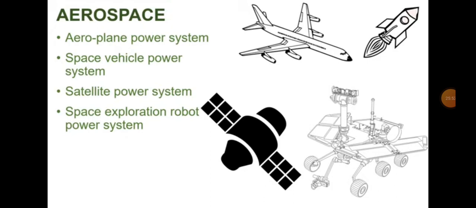In normal turbine based aeroplanes also, power electronic converters are used to reduce the size of the electrical equipment. In space vehicle power systems, power electronic converters are used for powering the computers and other electromechanical systems through a battery.